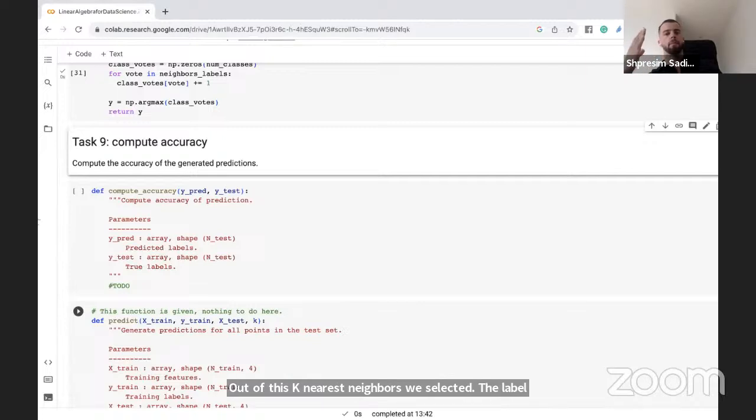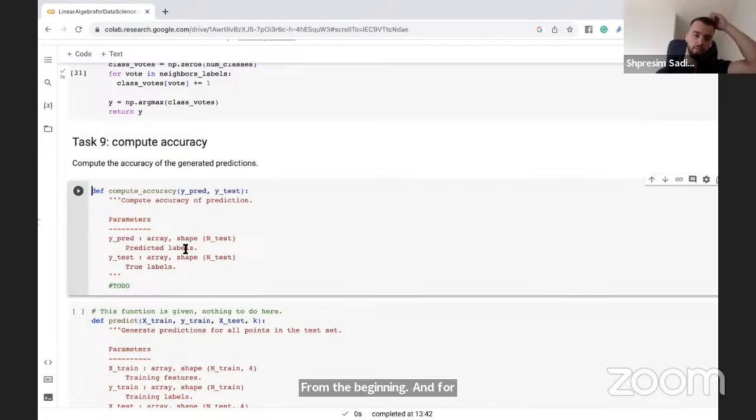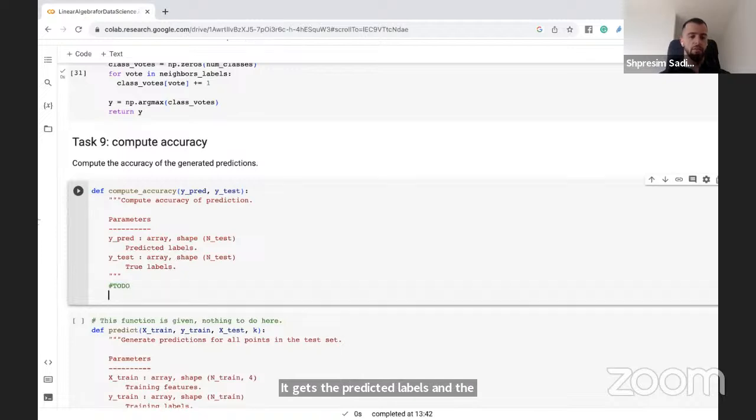So now we want to know how successful this method actually is, because we actually have the true label of this new instance of data that we want to classify according to this model. So then our final task would be to compute the accuracy for all these test data points that we have from the beginning. And for that, we define this function compute_accuracy, which computes the accuracy of the prediction. It gets the predicted labels and the true labels. So we just have to compare whether these two match. And if they match, then we say that we were successful. So we increase the accuracy by 1.